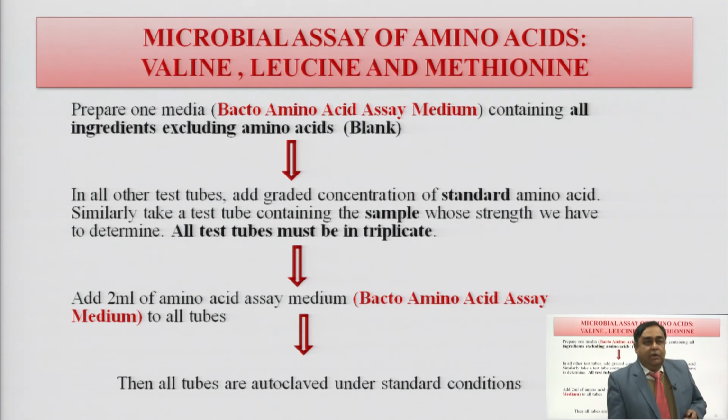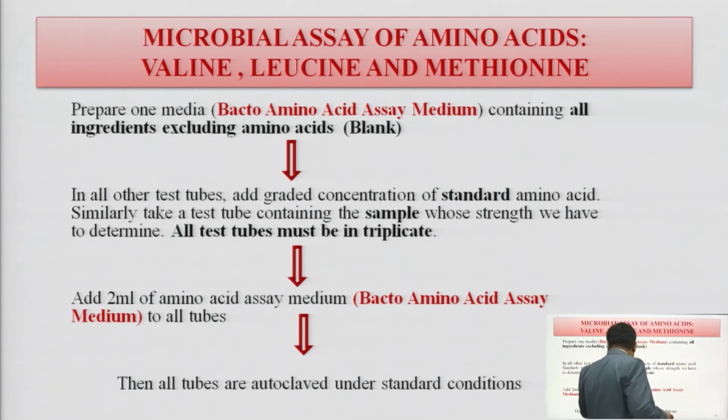So, in all the other test tubes, add graded concentrations of standard amino acid. Similarly, you have to take another set of test tubes where, instead of standard, you will be taking the sample, the sample we have to determine. Now, all these test tubes need to be prepared in triplicate. Why triplicate? Because the error will be minimized.